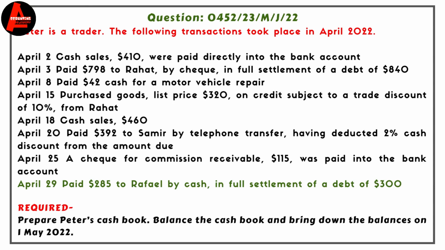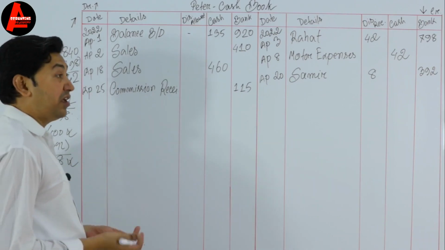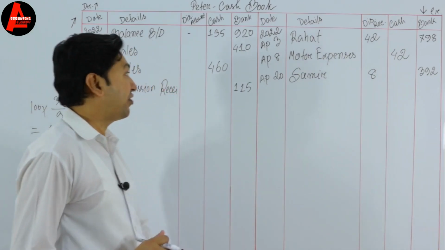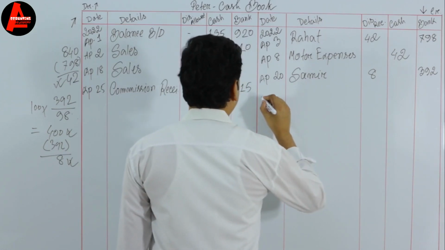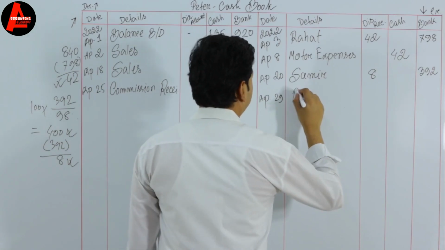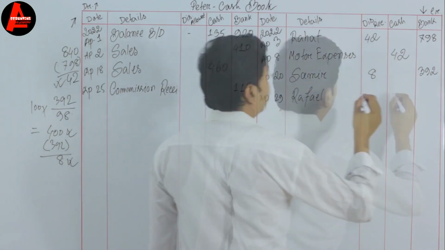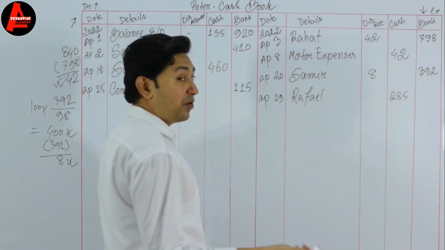Paid $285 to Raphael by cash in full settlement of a debt of $300. Okay. So now we can calculate our discount easily. But before that, where to write here, this side or this side? Yes, on the credit side, because here cash will be decreased. So we will write here date first, April 29. We will write here Raphael. So here Peter paid $285 in cash for the full settlement of $300.